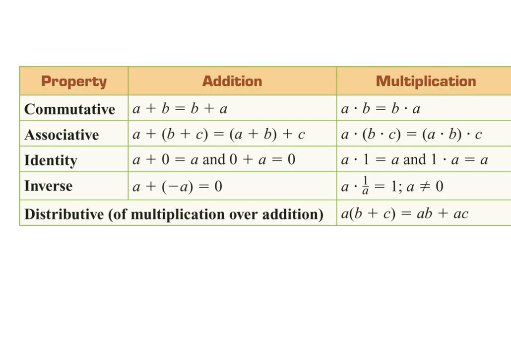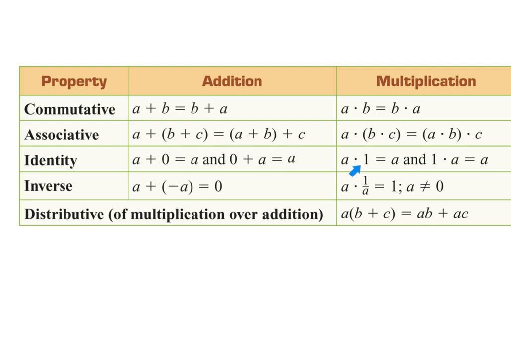Your associative property tells you that if you have all addition or all multiplication, you can group them however you want, and that also will not affect your answer. The identity property for addition states that if you add 0 to any number, it does not affect the identity of the number. So A plus 0 equals A, or 0 plus A equals A.